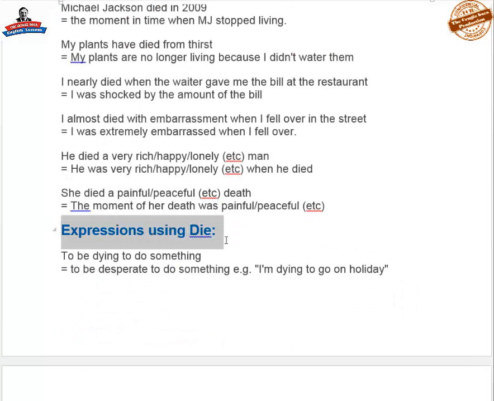Expressions using die. To be dying to do something. This means you are desperate. You really want to do something. Example, I'm dying to go on holiday.